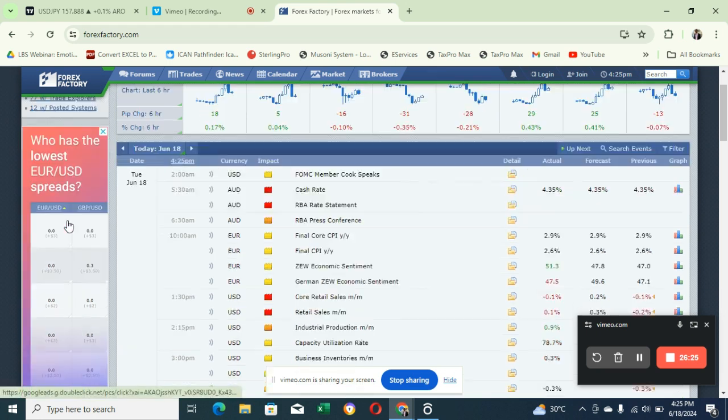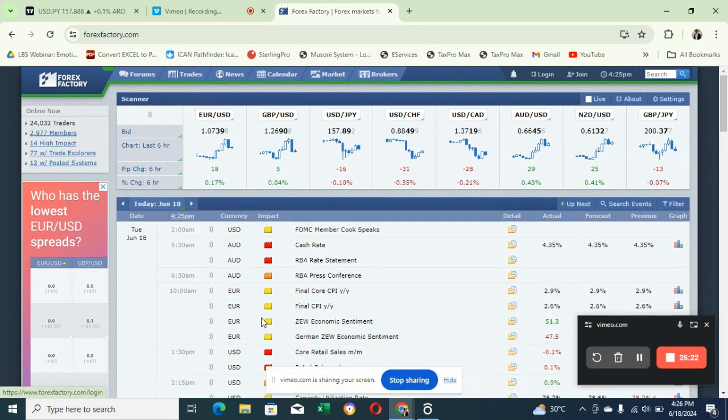You can see all the major events that are going to happen and the news that is going to come up. Today is Tuesday. I'm doing this drill from Nigeria, so we are currently at 26 minutes after 4. These are major events that we are expecting. Today is Tuesday. This has already occurred at 2 a.m. this morning. So cash rate, this actual, this forecast, this previous.